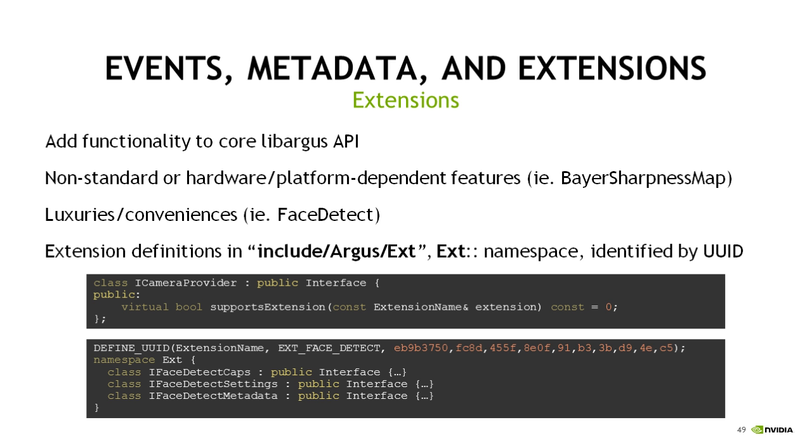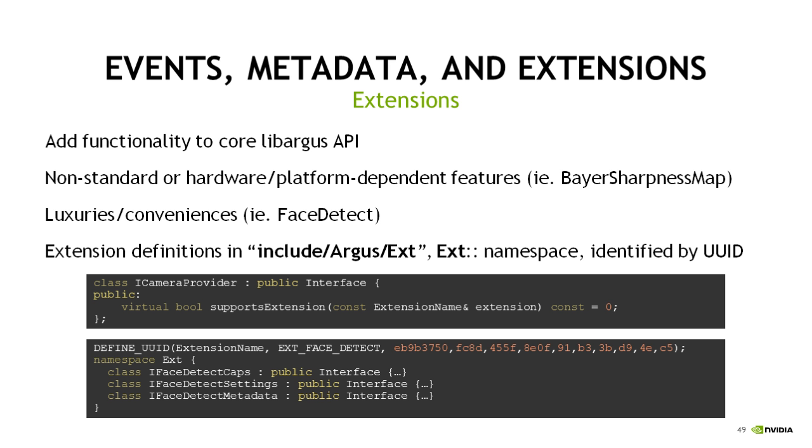Because of this, we have split Argus into the core API, which you've probably heard me say already, and extensions. The core API includes the basic capabilities that are applicable to any image capturing platform, while features that are non-standard, platform-dependent, or even just luxury conveniences will be considered extensions. An example of a platform-dependent extension would be the Bayer sharpness map, an image statistic generated by the TX1 ISP that provides sharpness metrics to help determine focus settings, while an example of a luxury feature is face detection.